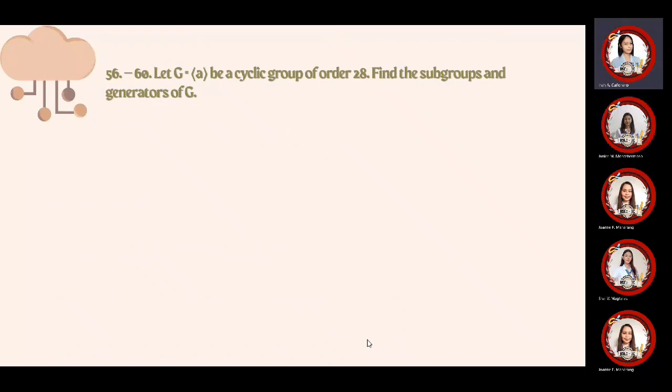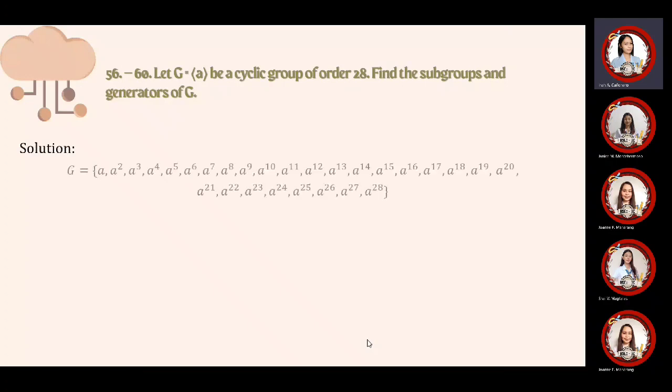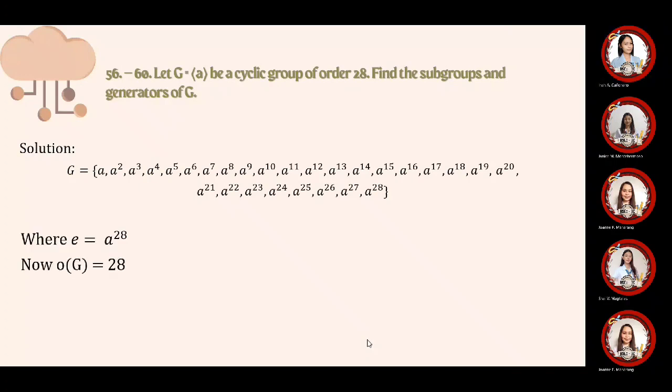For 56 and 260, let G, the set of A, be a cyclic group of order 28. Find the subgroups and generators of G. So yung G po natin is A raised to 1 to A raised to 28, where yung identity is A raised to 28. And ang ating order of G is equal to 28.